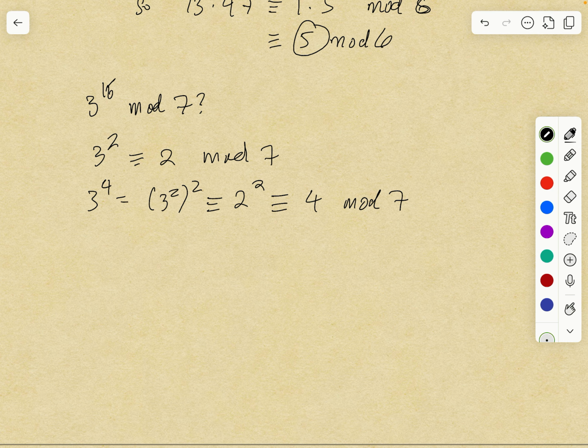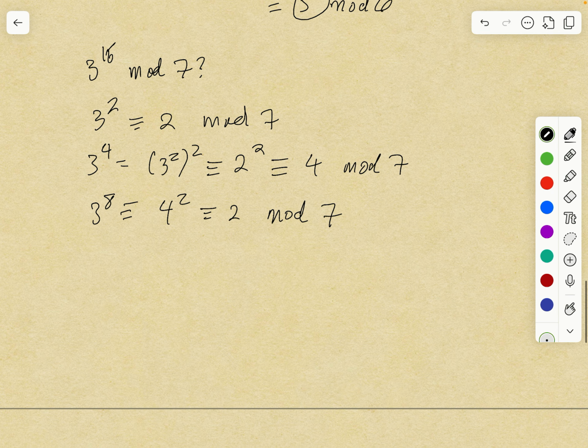3 to the 8th power is then congruent to 4 squared mod 7. That's 16 mod 7, which is 2 mod 7. We actually see that by squaring, we just alternate between 2 and 4. So 3 to the 16th power is congruent to 2 squared mod 7, which is congruent to 4 mod 7.